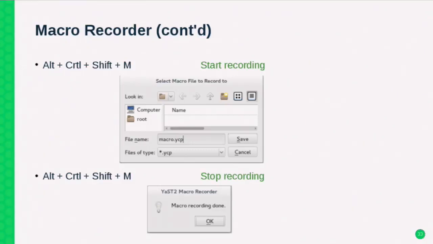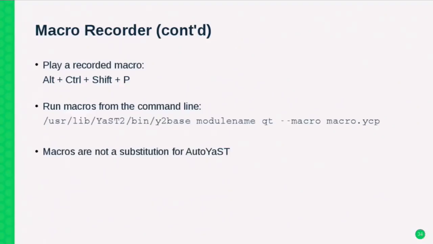The next step is you want to play that macro. And for that, you will press Alt, Control, Shift plus P when you are in that YaST module, or you can also run it from the command line by adding the --macro option and providing the file name of that macro file. So it's a very powerful feature. It can do a lot for you, but it's for sure not a substitution for AutoYaST. So Jiří will tell you more about AutoYaST, and that's why I will hand over to you.